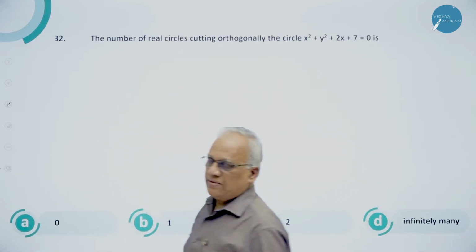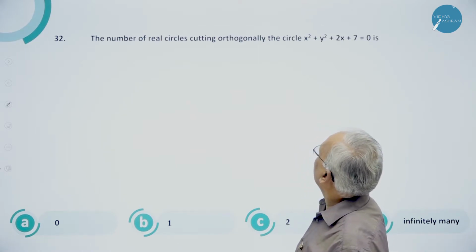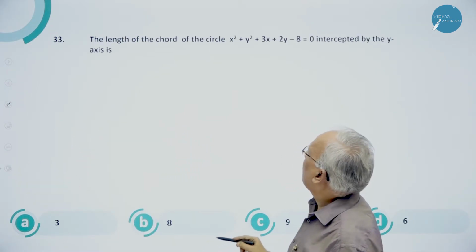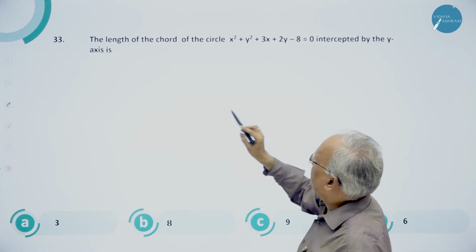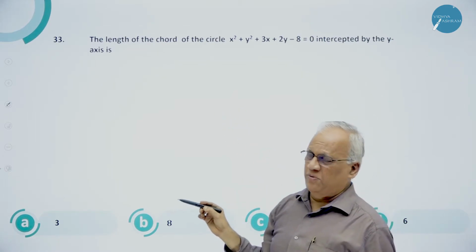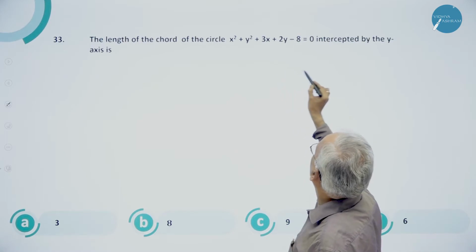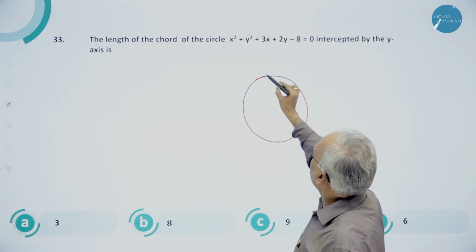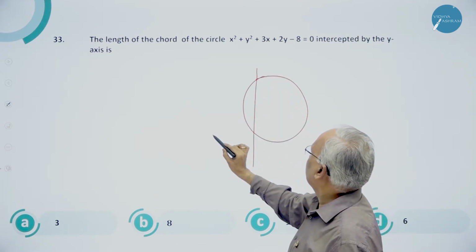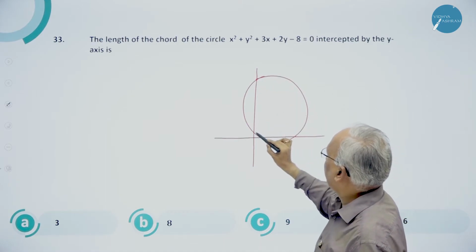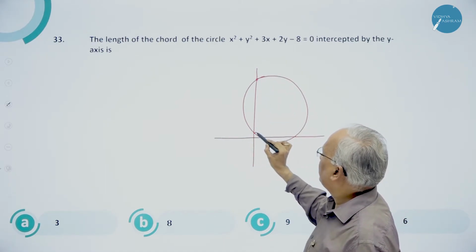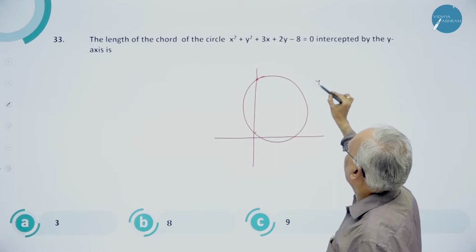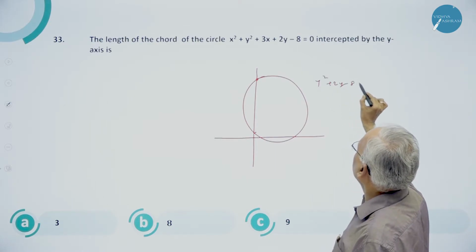Okay? The next one, 32, the number of real circles cutting orthogonally the circle, is not in the syllabus. The length of the chord of the circle intercepted by the y-axis, I can just give you an idea, we can ignore it. Ready? Where the circle cuts the y-axis, at this point x is equal to 0. Put x as 0, and you get y squared plus 2y minus 8 equal to 0.